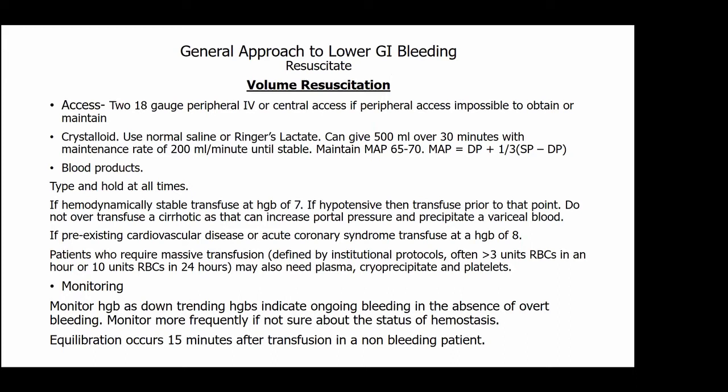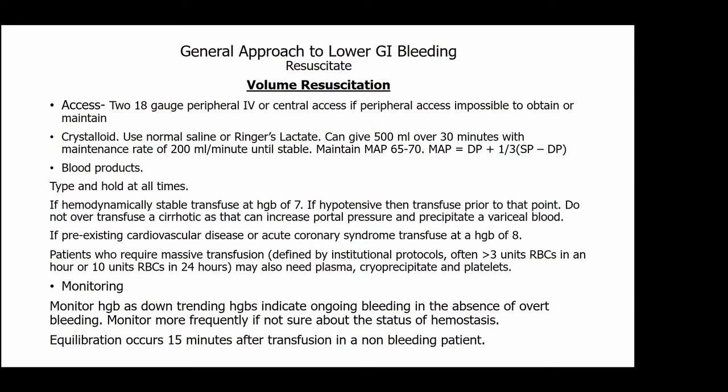The next thing that we have to worry about is volume resuscitation. And again, a very important thing is adequate access. So we generally recommend two 18-gauge peripheral IVs, or central access if you can't get good peripheral access.